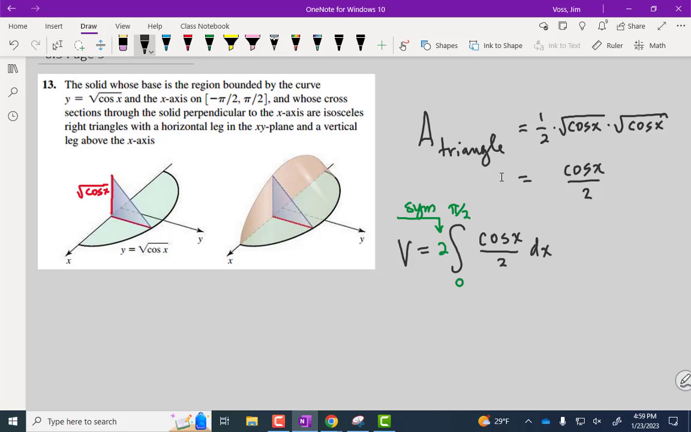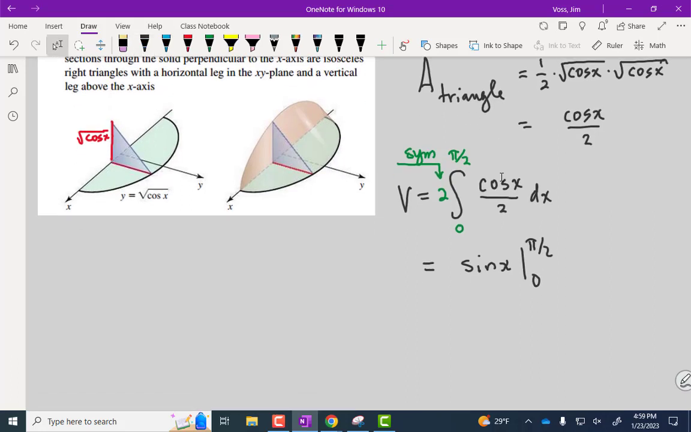So the 2's cancel, and the antiderivative of cosine is sine. Sine of 0 is 0. Sine of pi over 2... Never mind. Pi over 2 is the top of the circle, and sine is the y value. So we have a volume of 1 cubic unit. Nice and clean volume. 1.